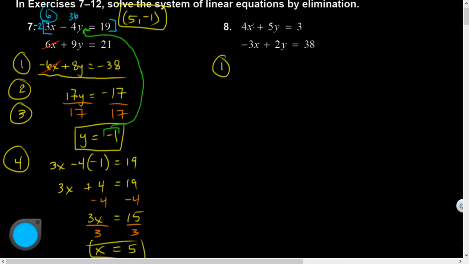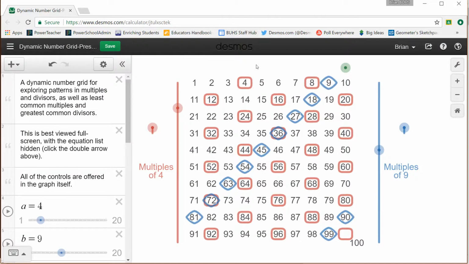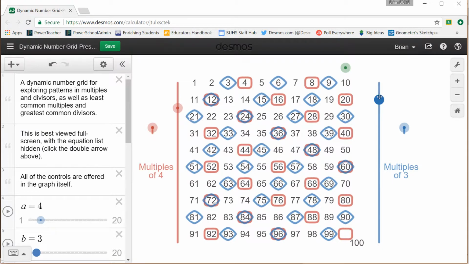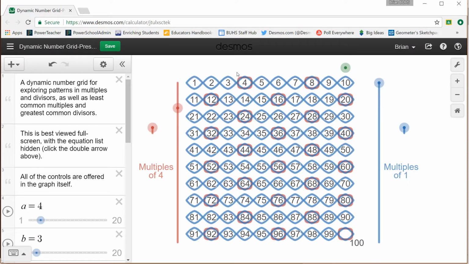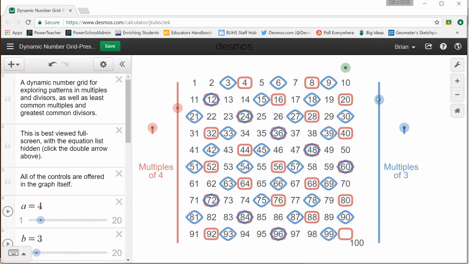So for the x's, if I wanted opposite coefficients, right now I've got a 4 and a -3. What's the smallest number that both of those fit into? 4 and 3. That they multiply to become. Let's see, here's 4. Ah, that was lagging out there for a second. Ding! 12.